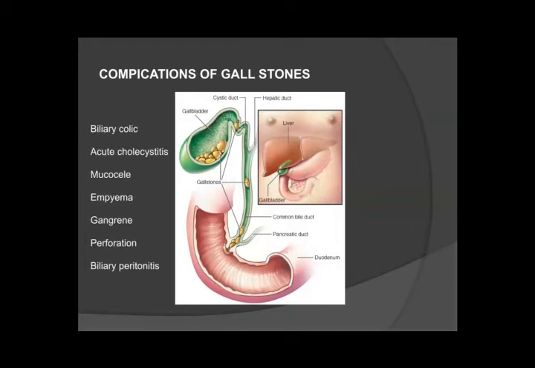Okay, all right, nice. We've got a whole list here: the biliary colic, the pain, and then acute cholecystitis, which we discussed. Then mucocele, empyema, and gangrene. If the empyema and mucocele aggravate, it could eventually lead to gangrene of the gallbladder. Before it gangrenes, it could also perforate, causing leakage of bile throughout the abdomen, resulting in an acute abdomen or peritonitis, biliary peritonitis.